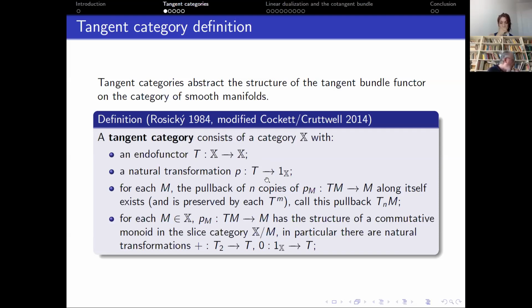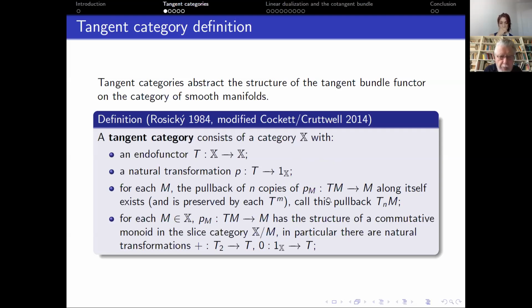Now I have to be a little bit careful about pullbacks. The category of smooth manifolds doesn't have all pullbacks. There are lots of things where the pullback doesn't exist, but there are certain pullbacks which do exist. And so we'll ask, for example, that the pullback of n copies of TM over M along itself exist, and that those are preserved by all the iterates of the tangent bundle.